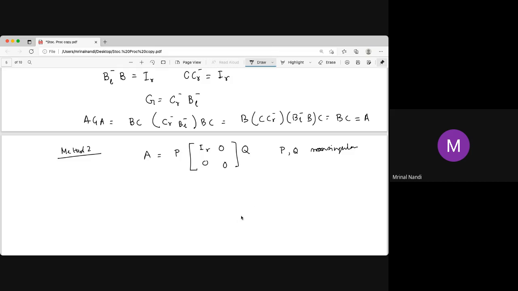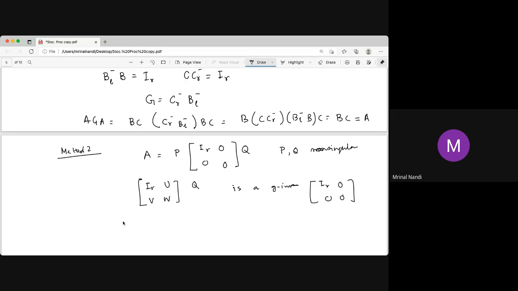Now we can verify, it is easy to check, that [I_R U; V W], where U, V, W are any matrices, you have to choose U, V, W in the proper dimension, is actually a G inverse of [I_R 0; 0 0]. You can just easily check by multiplying [I_R 0; 0 0] with that. So this whole thing is your G, and this is A.